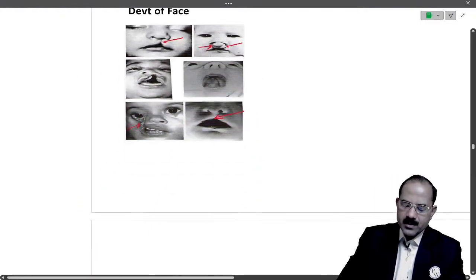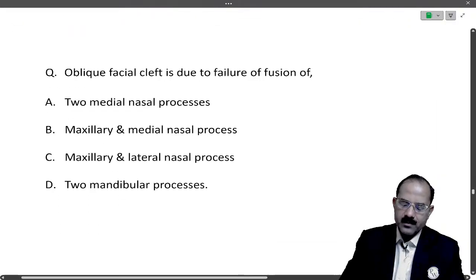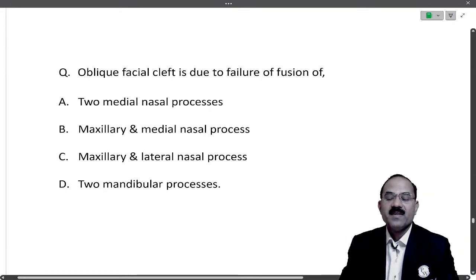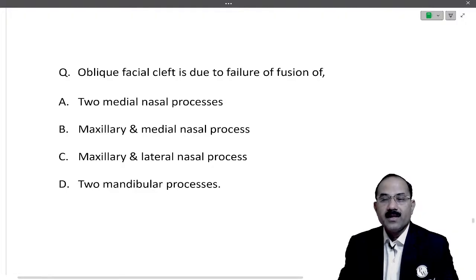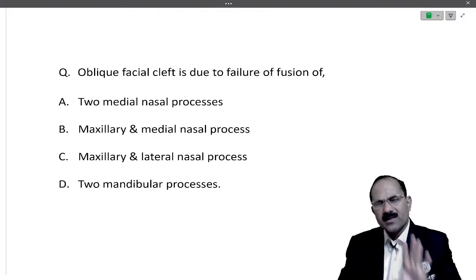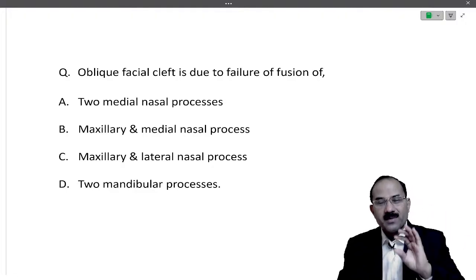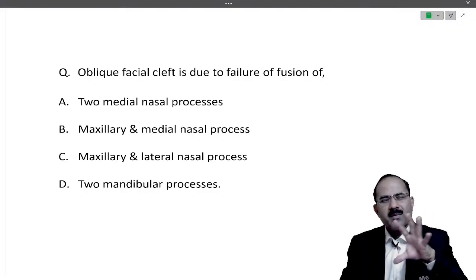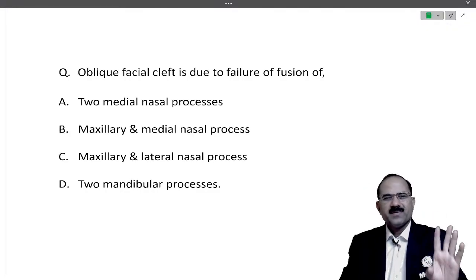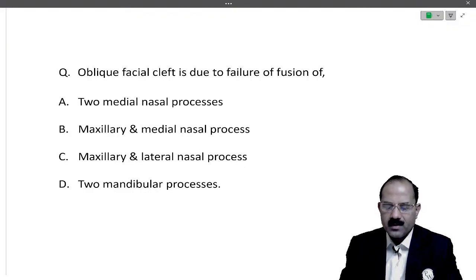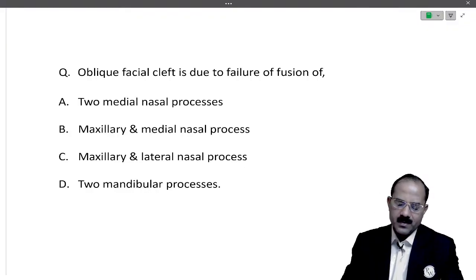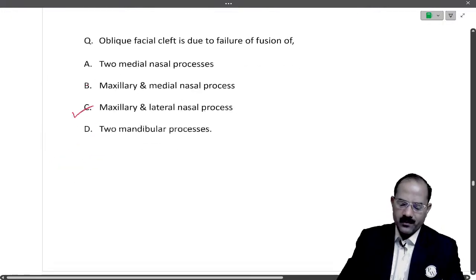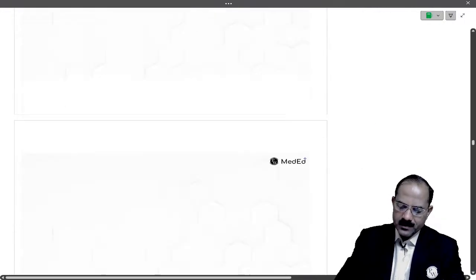Right. Just one last thing here. Okay, so I've got an MCQ for you. A clinical MCQ can also come. Just understand the concept. Children, clinical MCQs become difficult for the students to understand and answer. But just understand the basic things. So what is the answer for this? Maxillary and lateral nasal process. Okay, very good. Just one last thing.